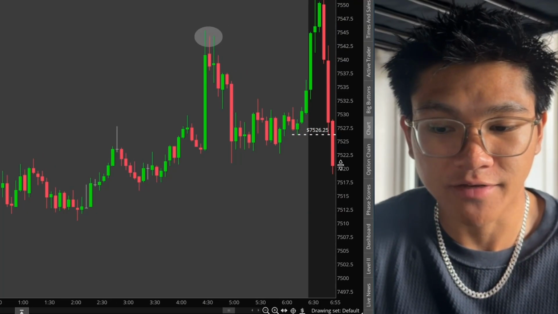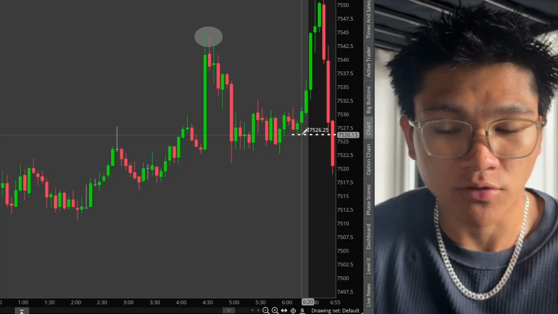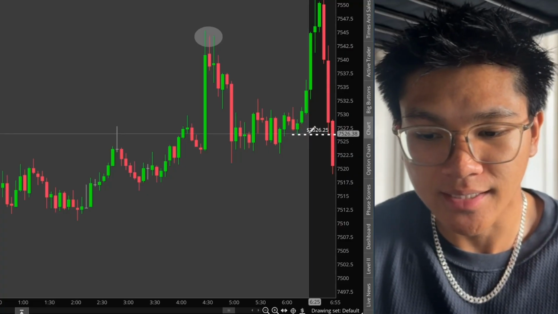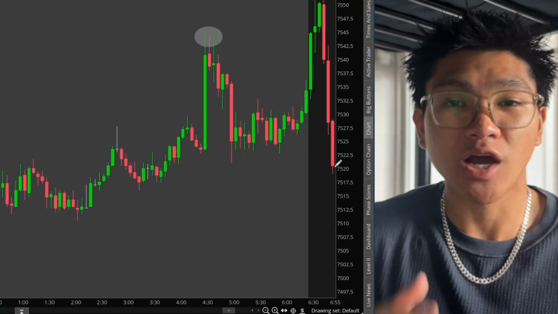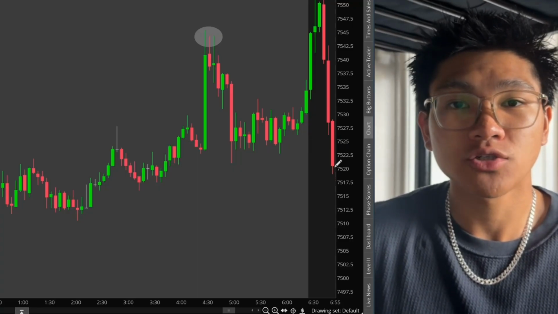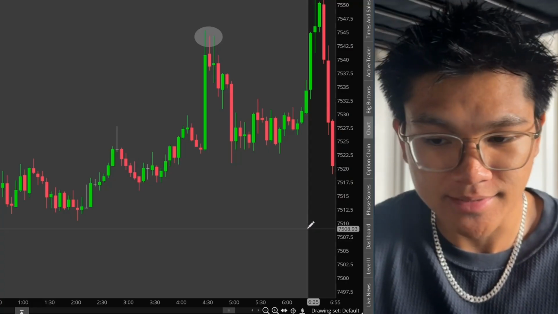Now, as we can see, there is a 5-minute close below the break of structure level. So what does this mean? It means that our bias has now changed. We are now bearish, so we are now going to look for trades in the opposite direction. In this case, it's to the downside.